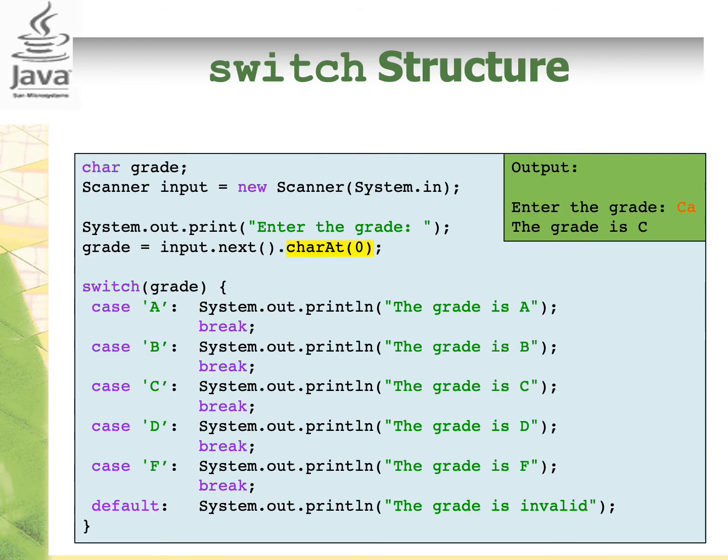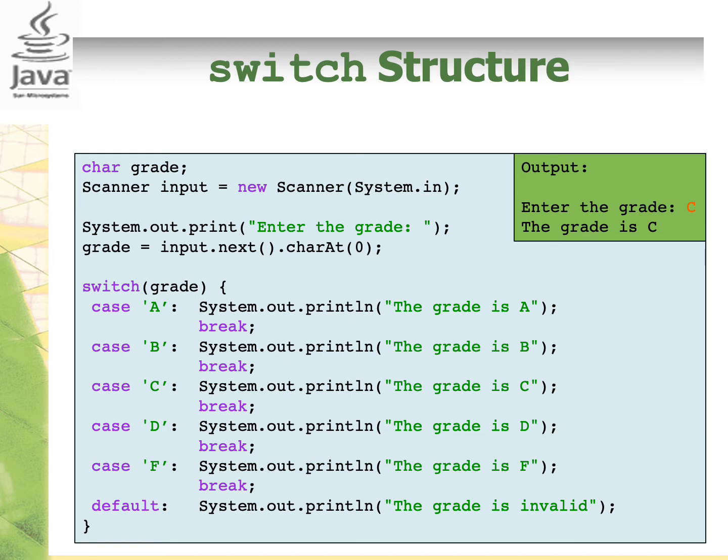Let's look at this other example where we have char grade. In this code, it asks the user to enter the grade. We use input.next().charAt(0). What does charAt(0) mean? It means it will only read the first character. So the user can enter, for example, CA, it will only read the first character, which is the letter C.